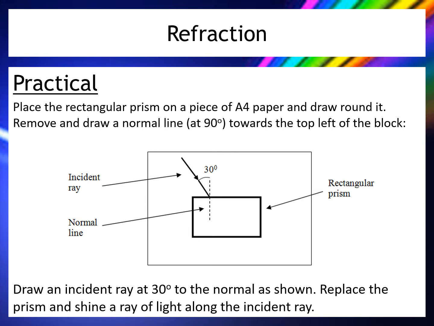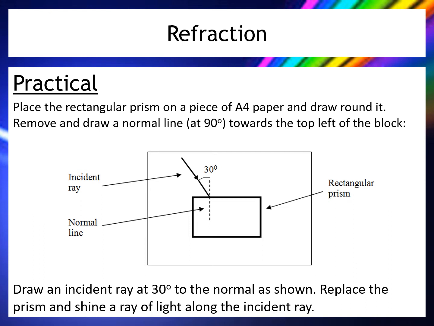Now if we have a look at what I've written here, we would normally get a piece of A4 paper and then select a rectangular prism, and that simply means a rectangular block of glass or perspex, something which is see-through. We draw around the block, remove it and then construct a normal line at 90 degrees, and I usually suggest towards the top left of the block, although it doesn't really matter. Remember, in maths the word normal means 90 degrees, so we're drawing a dotted line at 90 degrees to the block, and that's the boundary that the light is going to pass through.